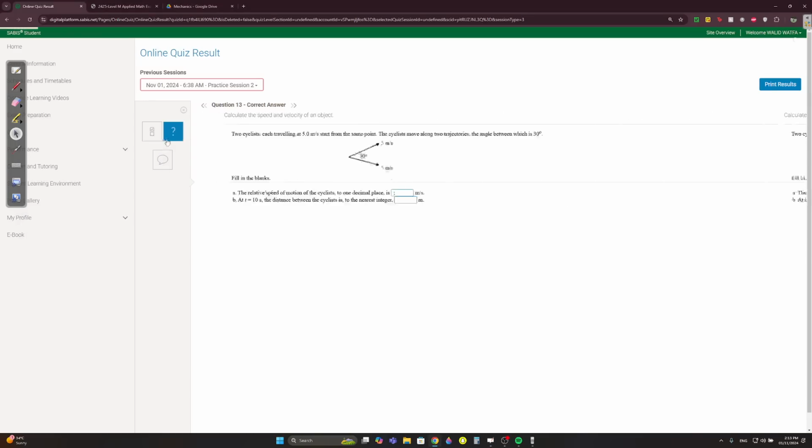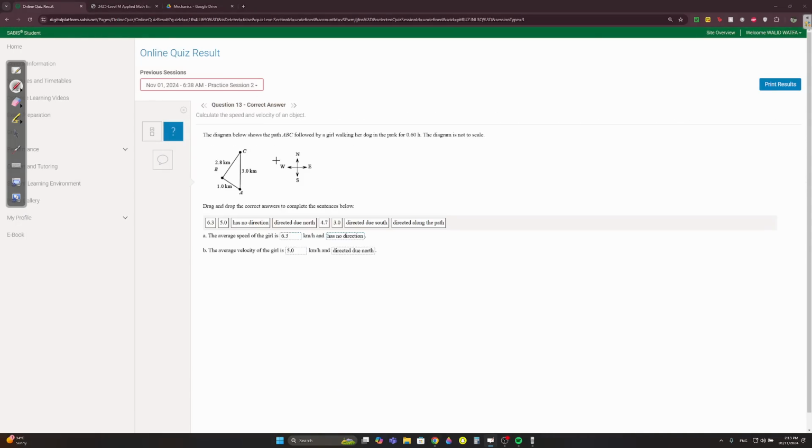Question 13. The diagram below shows, oh, this is easy, path ABC followed by a girl walking her dog for 0.6 hours. Okay, the average speed of the girl. This is her trajectory. The average speed, always take the length of the path divided by the time. The length of the path, if she's going from A to B to C, so A plus B.